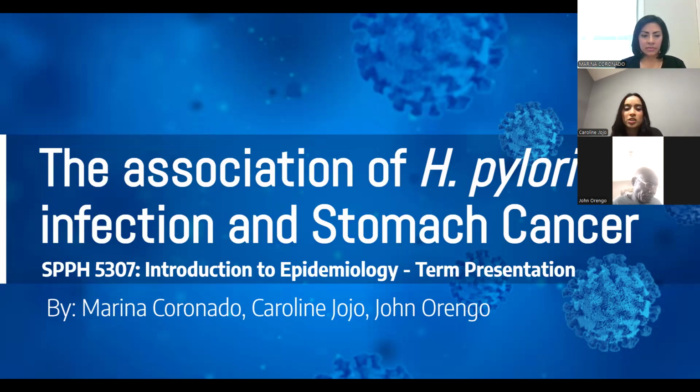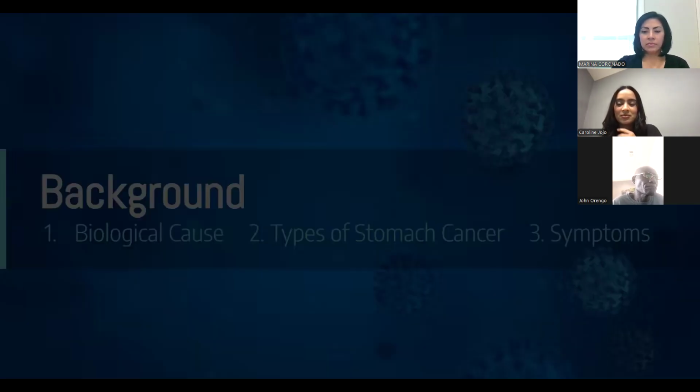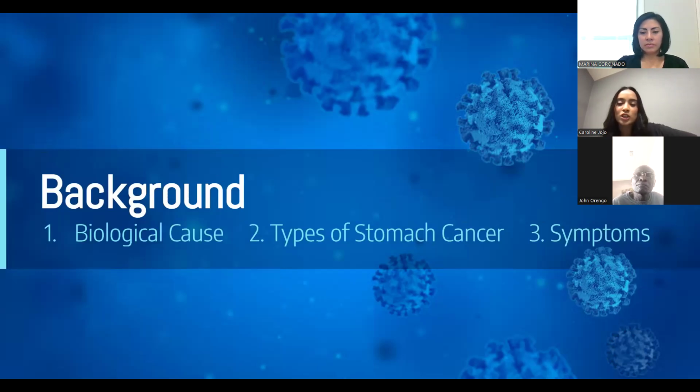So, for our project, we're going to focus on stomach cancer and the association with H. pylori infection. We're going to start by giving you some background info, and we're going to start with the biological cause of stomach cancer, move on to the types of stomach cancer, and then go into some symptoms before moving on to the incidence and prevalence.